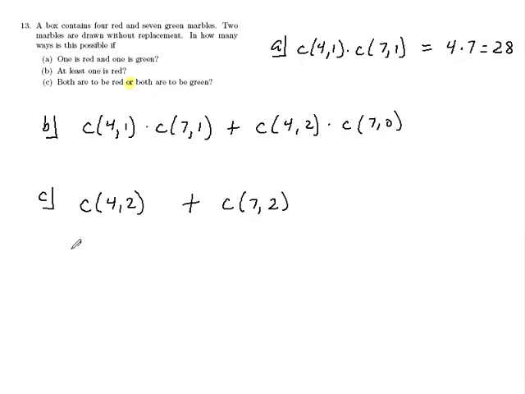So looking at this right here is both red. This right here is both green. Now when you have an or statement, you should ask yourself, do we need to subtract off anything? In other words, can we have both red and both green at the same time? The answer is no. So there's nothing to subtract off. These two outcomes, these piles, are disjoint.